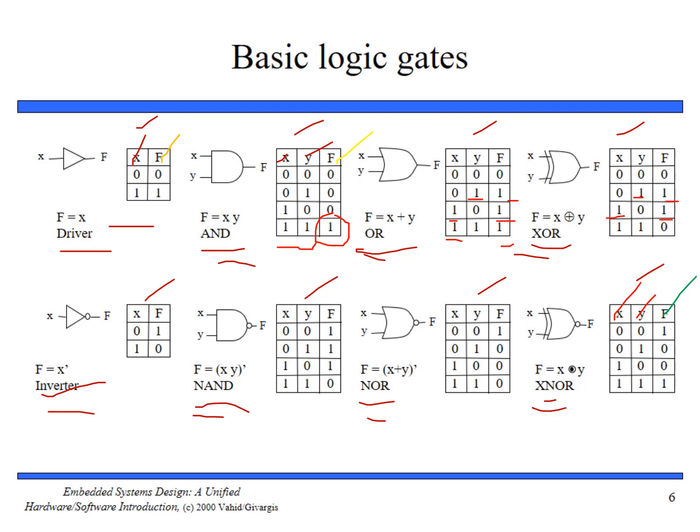The NAND, NOR and XNOR gates output the complement of AND, OR and XOR. So complement, complement, complement. You can see here 0, 1, 1 transforms to 1, 0, 0 in the complement. So XOR complement is XNOR, OR complement is NOR and AND complement is NAND.